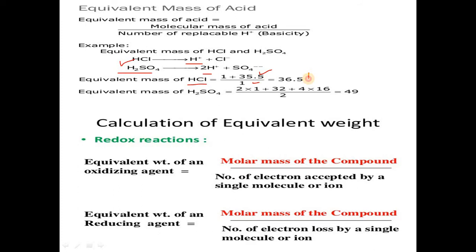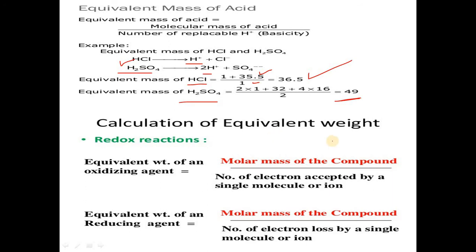So equivalent weight of HCl is 36.5. But in case of H2SO4, H2SO4 is a dibasic one. There are 2 H plus ions. So equivalent weight of H2SO4 is 49.1. So this is the difference between HCl and H2SO4 equivalent weights.